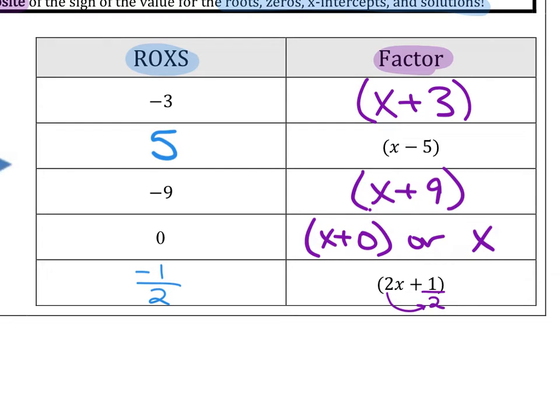That's the relationship between solutions, or x-intercepts, or rocks, and the factors. And knowing this relationship is going to allow us to solve quadratics very easily. Okay, pause for a second.